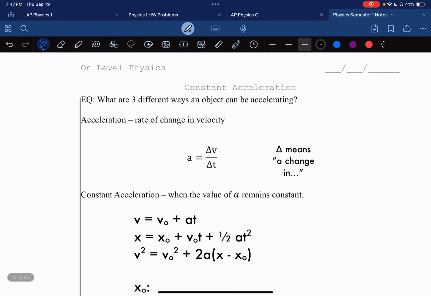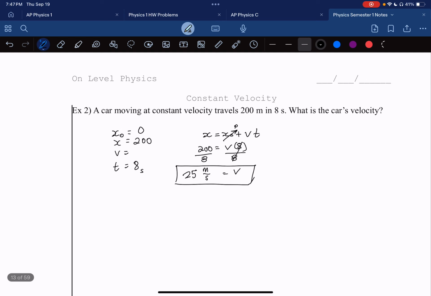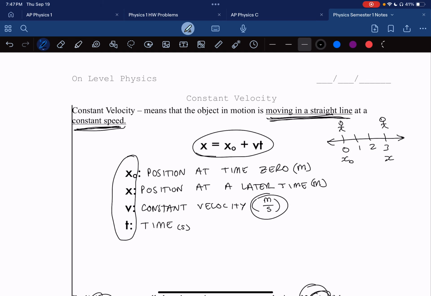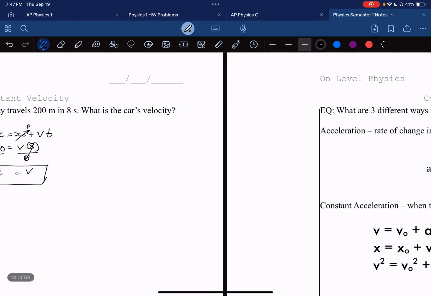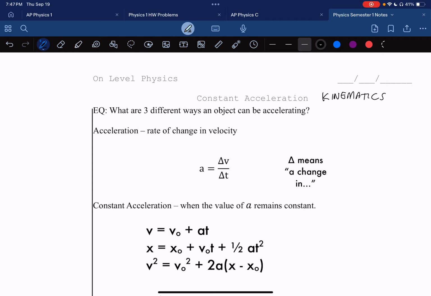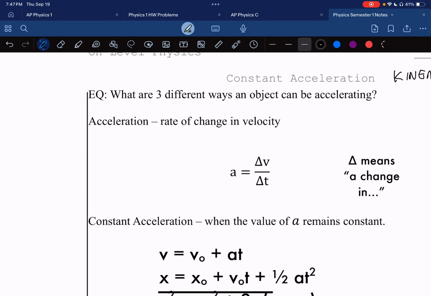This lesson is over constant acceleration, which we also call kinematics. What we're talking about here is not objects that are moving at constant velocity. That was a previous lesson. Constant velocity means that it's just going at the same speed. In this one, we're talking about accelerating objects.